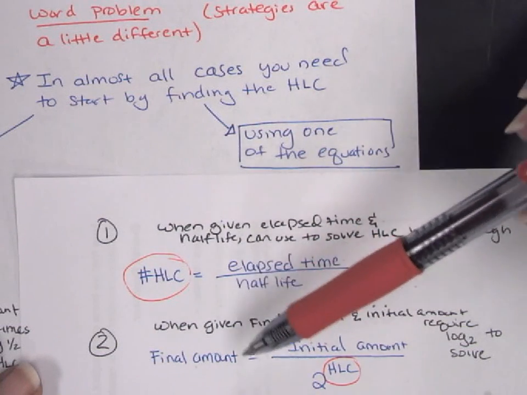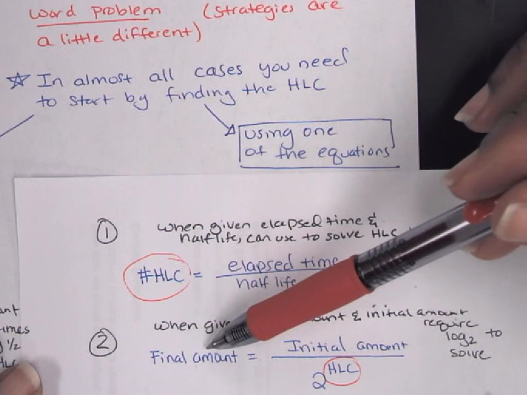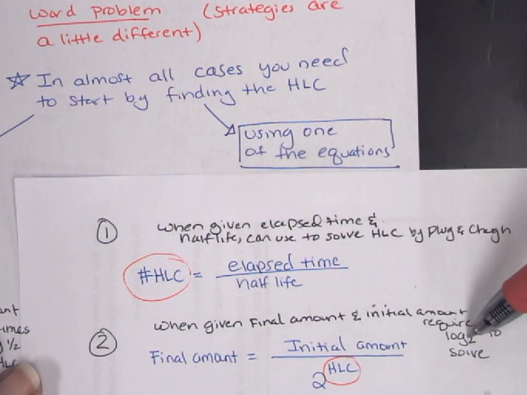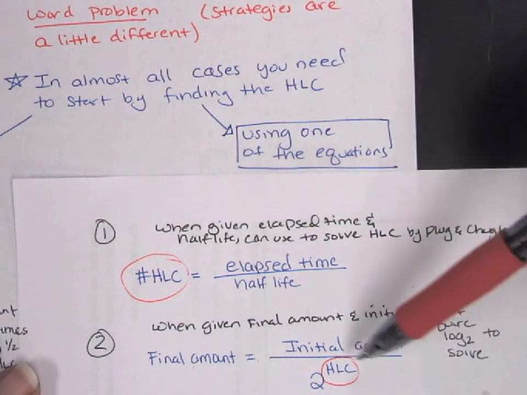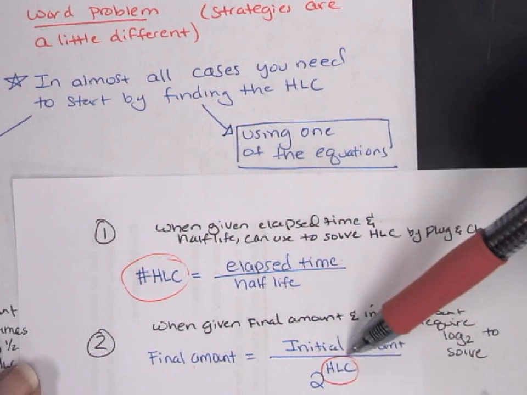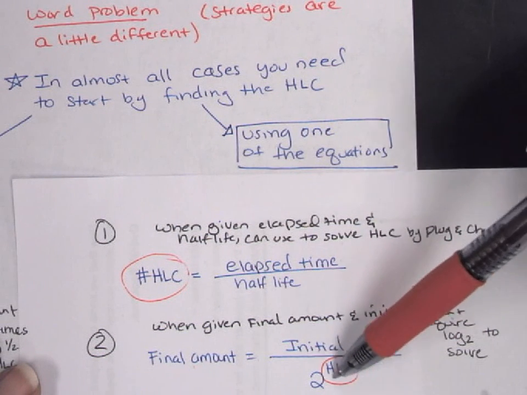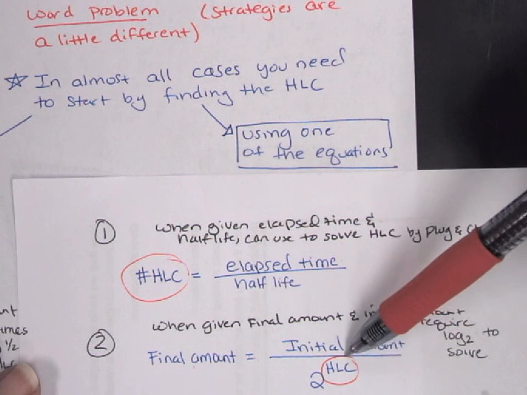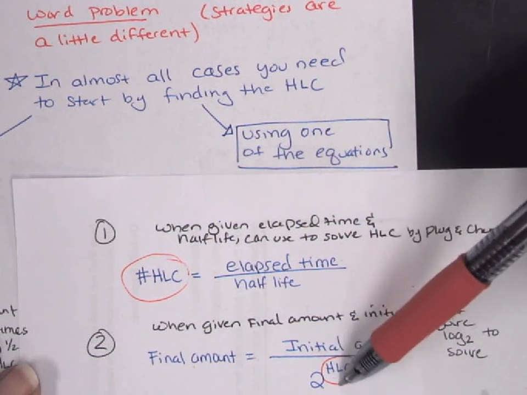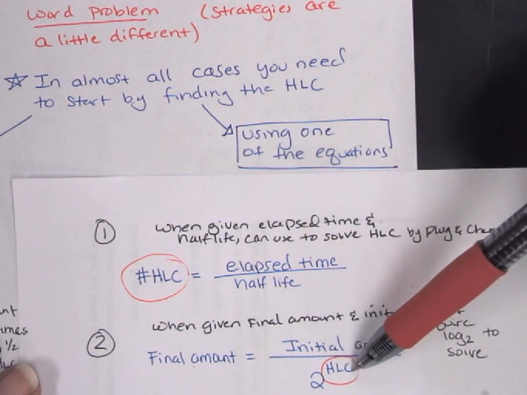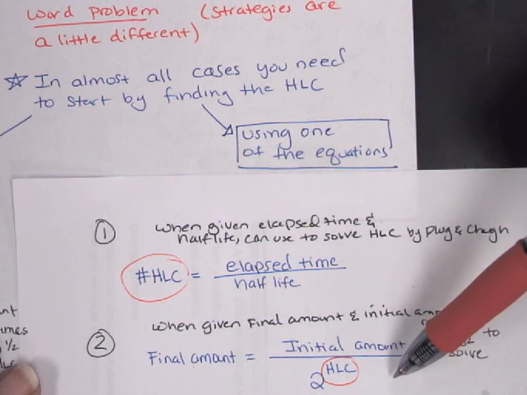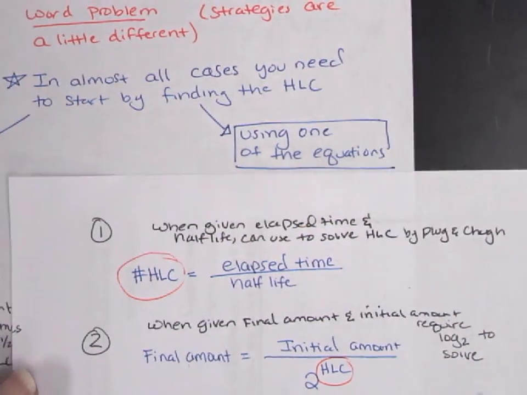In the case where you have to use equation number 2, you will need to use log base 2 to solve, because notice your half-life cycle, if that's your unknown, is in the exponent. And in order to remove it from the exponent using inverse operations, you're going to have to use log base 2. So that's something that's important to keep in the back of your mind.